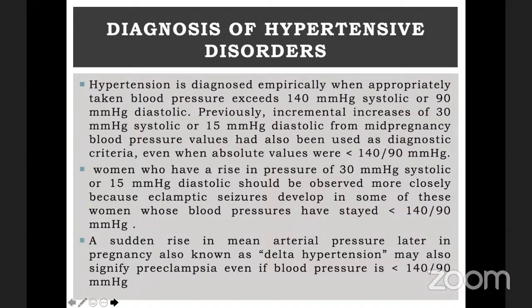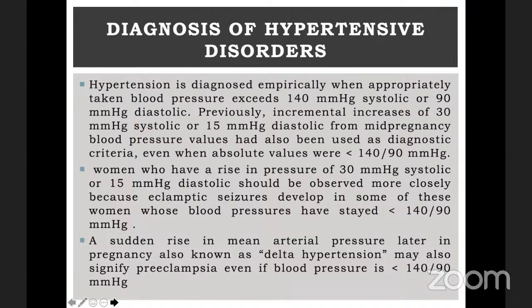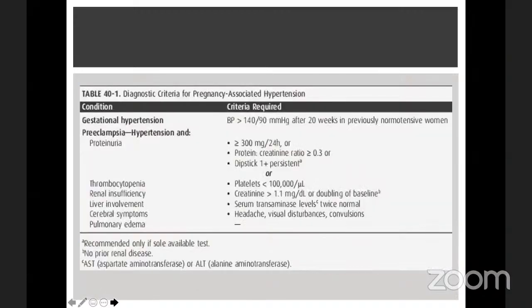Women who have a rise in pressure of 30 mmHg systolic or 15 mmHg diastolic should be observed more closely because eclamptic seizures develop in some of these women whose blood pressures have stayed below 140 over 90 mmHg. A sudden rise in mean arterial pressure later in pregnancy, also known as delta hypertension, may also signify preeclampsia even if blood pressure is below 140 over 90 mmHg.